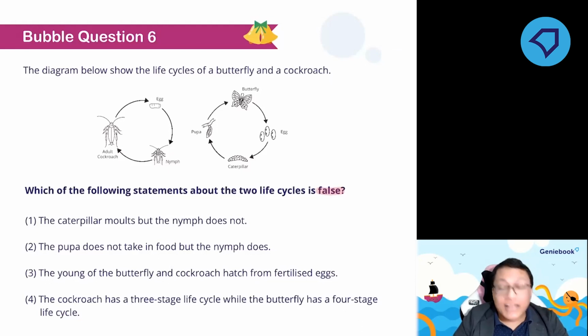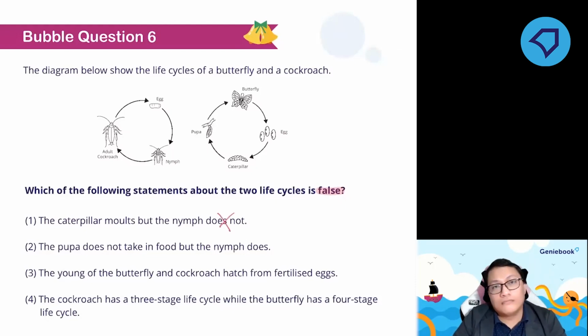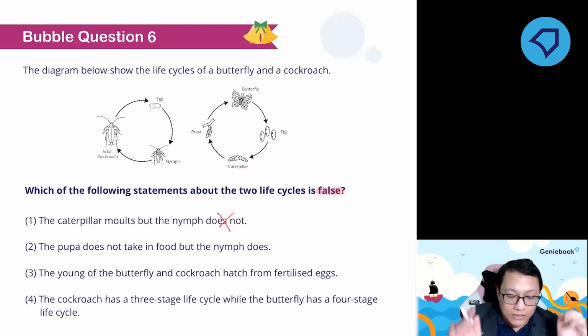The caterpillar molts, but the nymph doesn't. So what do you think? Is this correct or no? Yes, the nymph also molts. Remember the young of both insects. So in this case, the larva and the nymph, they both molt. That's why this statement is incorrect.